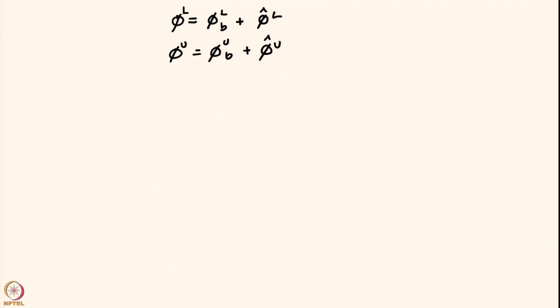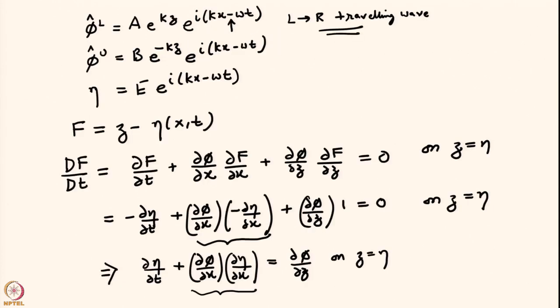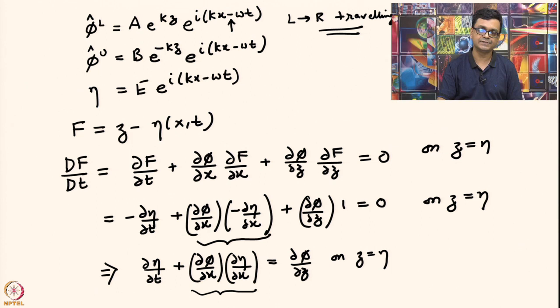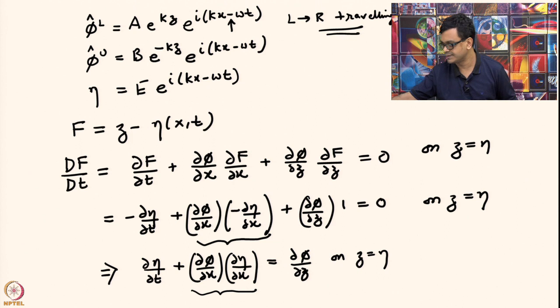If we substitute this in the boundary condition that we obtained, this boundary condition can be used for two values of phi at z is equal to eta. One can come from above, in which case it will be phi corresponding to the upper fluid, or we can go from below, in which case it will be phi corresponding to the lower fluid. So, there will be two sets of kinematic boundary conditions obtained from this equation.